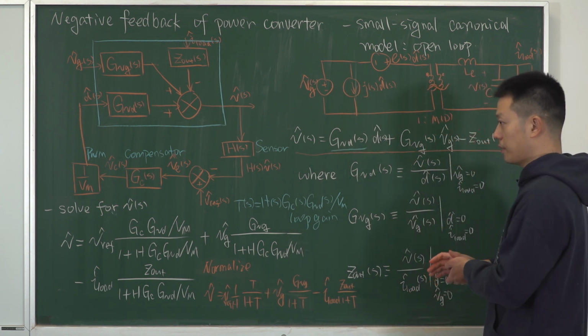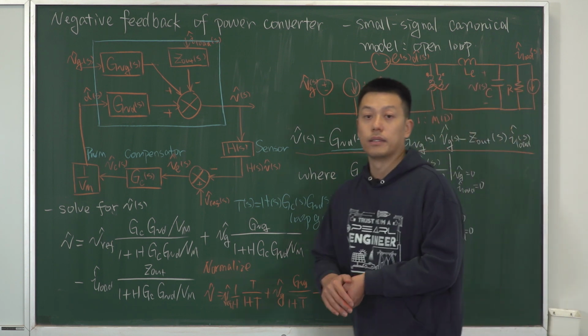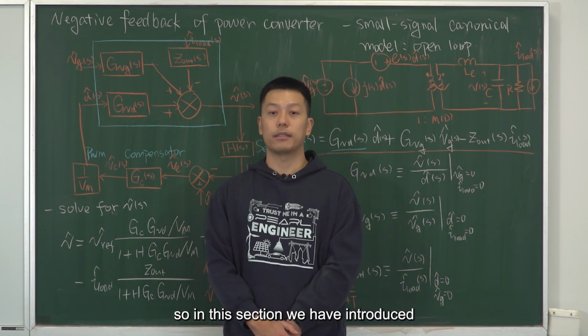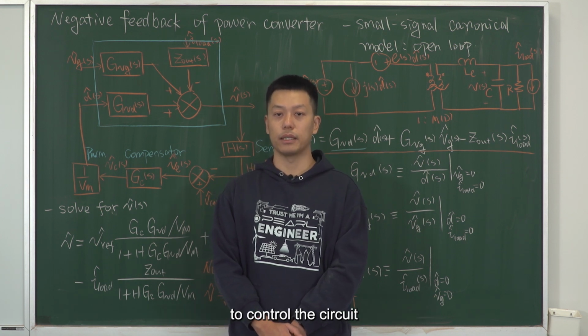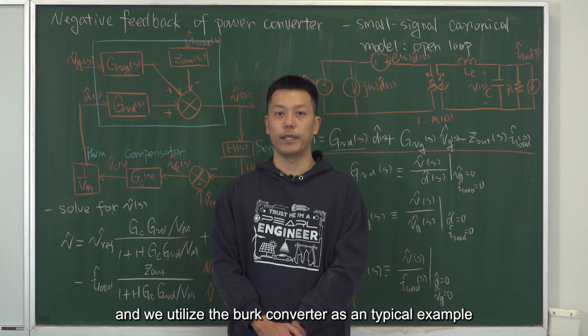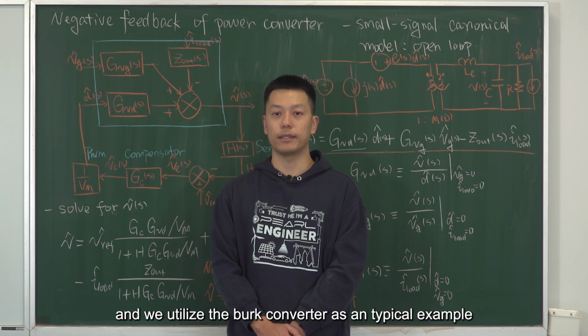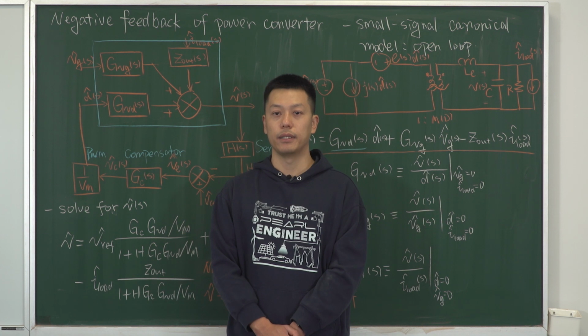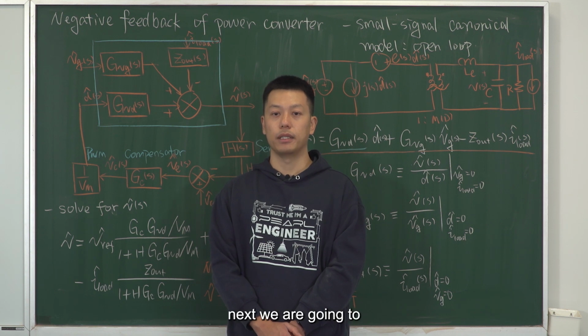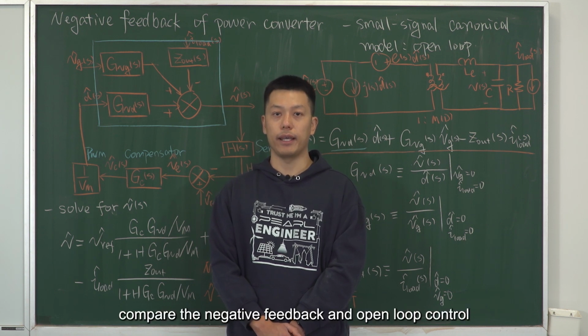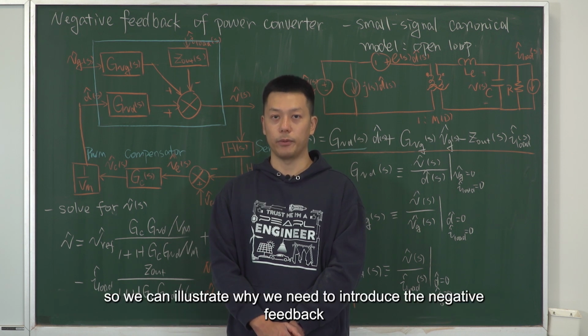Okay, so in this section, we have introduced how we can introduce the negative feedback to control the circuit. And we utilize the buck converter as a typical example to derive the format of the transfer function with negative feedback. Next, we are going to compare the negative feedback and open loop control, so we can illustrate why we need to introduce the negative feedback.